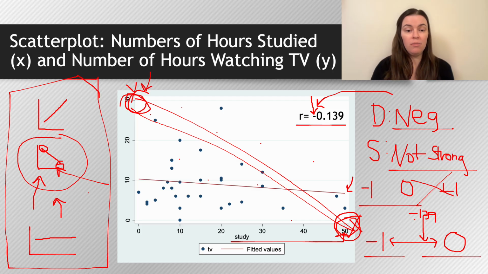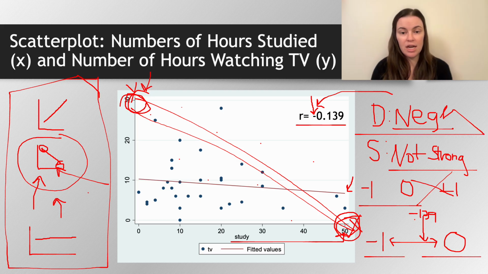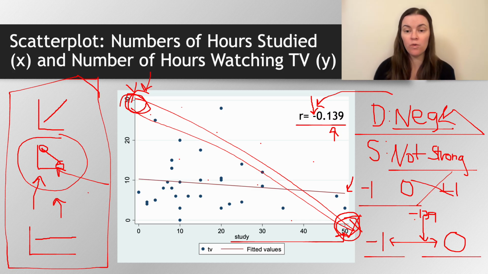And so overall, our Pearson's R, our slight tilt here towards the negative direction, tells us that we have a negative direction here. But because of the actual value we see for our Pearson's R, we know that it isn't a strong relationship overall.